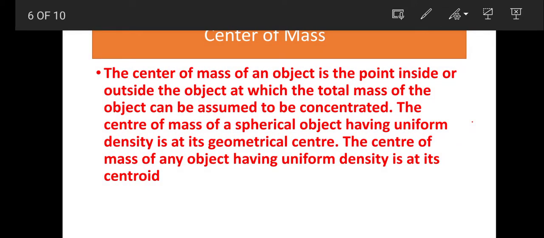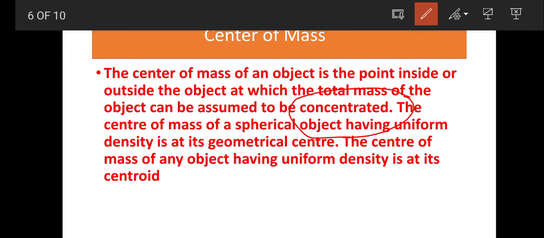So let's see the definition of the center of mass. The center of mass of an object is a point, inside or outside the object. Inside or outside means that sometimes it is present inside the object, and sometimes it is outside the object, depending on the symmetry. That's why they are saying that it will be present inside or outside of the object, at which the total mass of the object can be assumed to be concentrated. What they are saying is that on that particular point the mass of the whole body is concentrated.